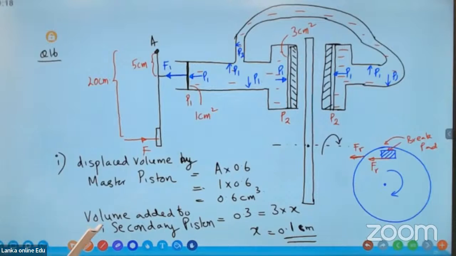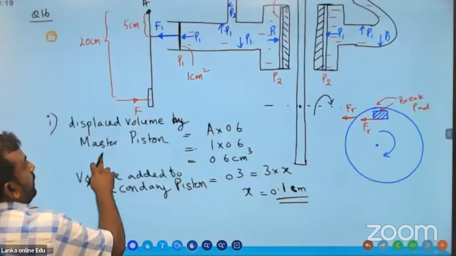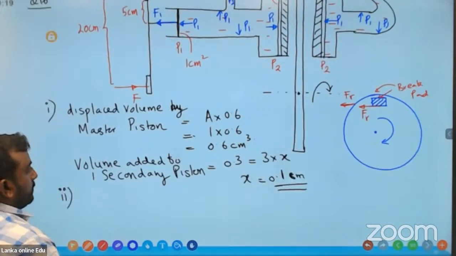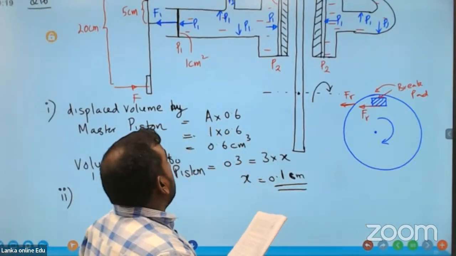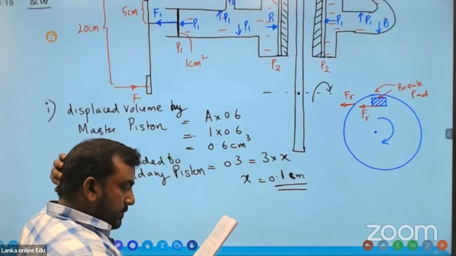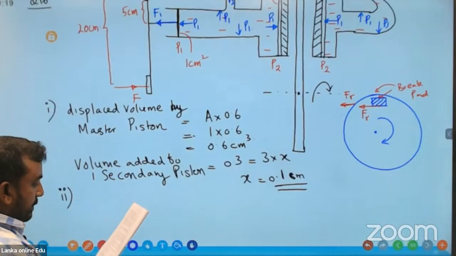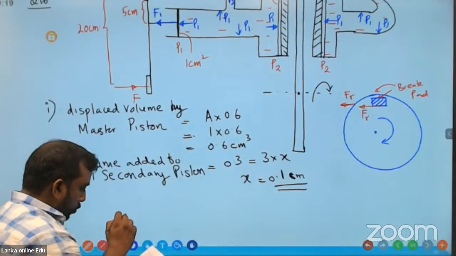Right. Next one, Roman 2. If F is 10 Newton, so you are applying F 10 Newton, what is the applied force F1 on the piston P1 on the master pump? So Roman 2 part A.